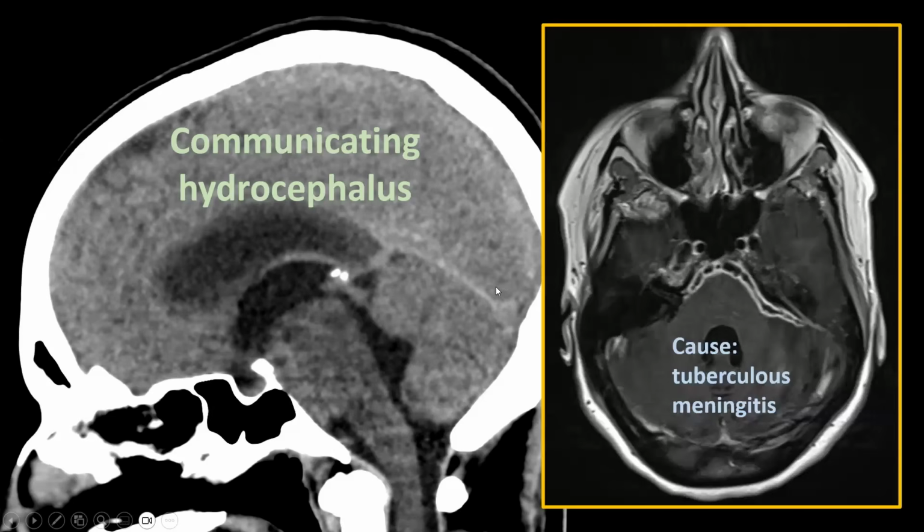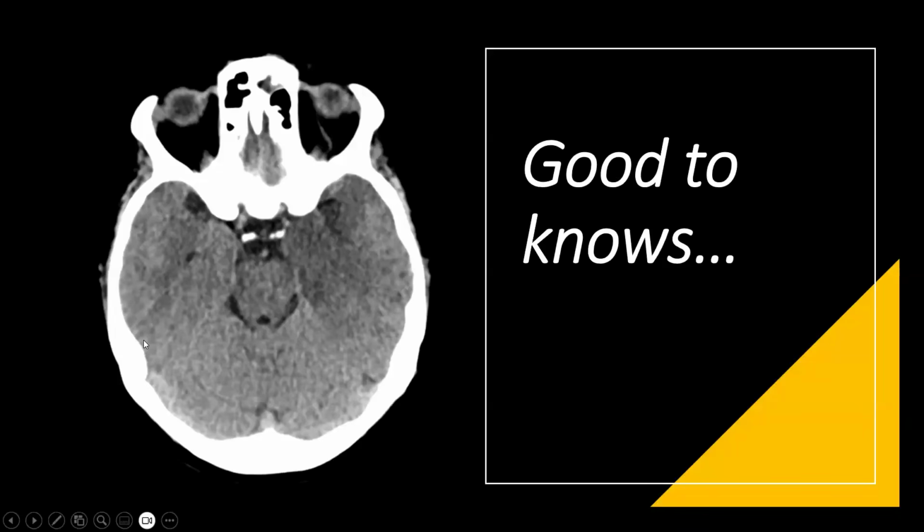So this is a communicating hydrocephalus due to a tuberculous meningitis. Do you see this structure located in front of the brainstem? This was a basal meningitis due to tuberculosis. Okay, we're almost through. Then there are some other pathological entities I think are important to know as a radiologist.